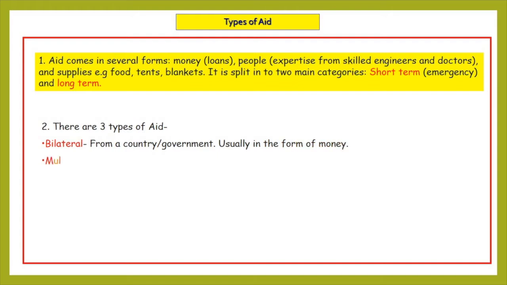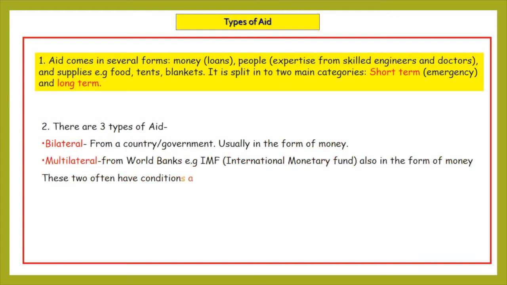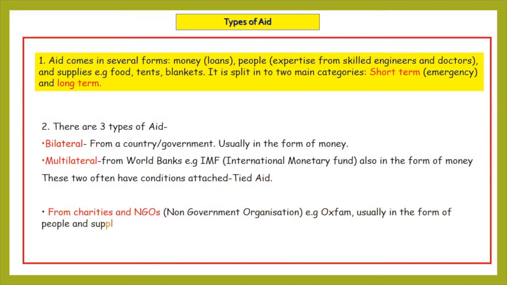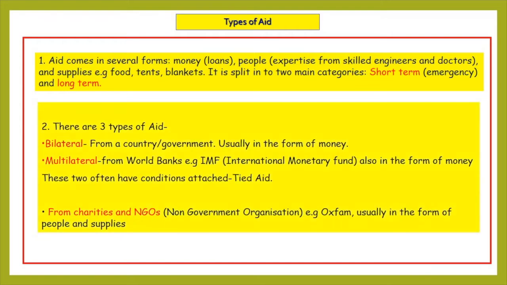Bilateral, multilateral and NGO. Bilateral is from government to government or country to country, and it's usually in the form of monetary loans. Multilateral is between organisations such as the World Bank or the IMF, the International Monetary Fund. Again, that's often in the form of money. And the thing with bilateral and multilateral is there's often conditions attached to it. We call that tied aid.